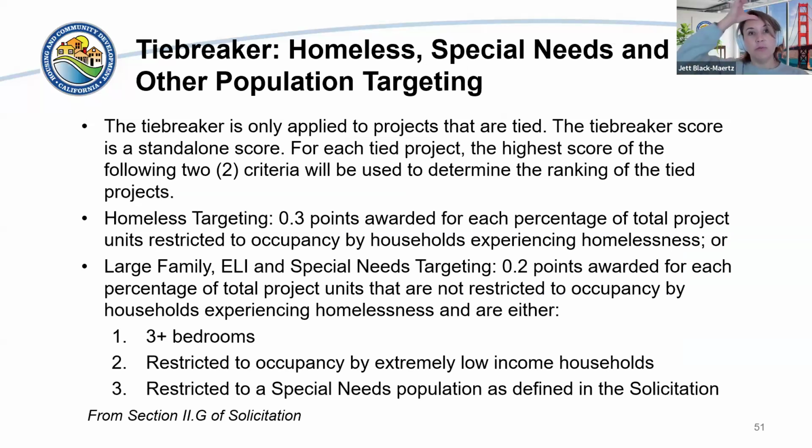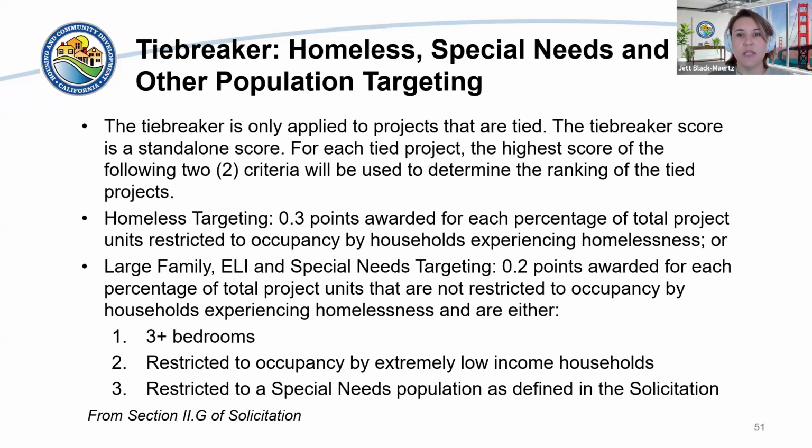In the event of a tie, we'll be using a tiebreaker based on homeless, special needs, and other population targeting. The tiebreaker is only applied to projects that are tied. The tiebreaker score is a standalone score. For each tied project, the highest score of the following 2 criteria will be used to determine the ranking of the tied projects. The first criteria is homeless targeting.